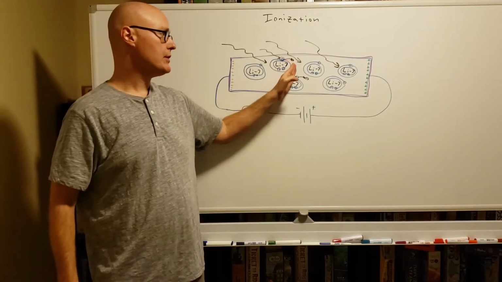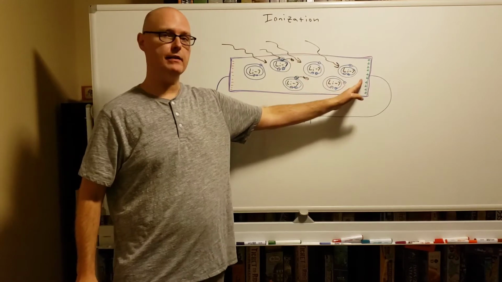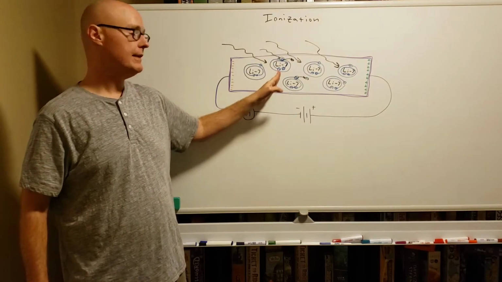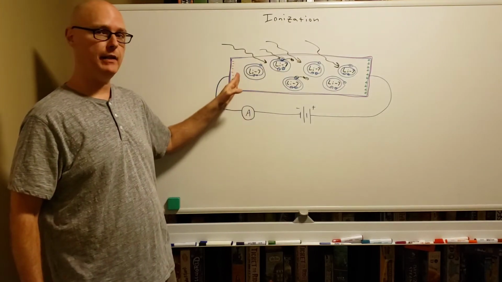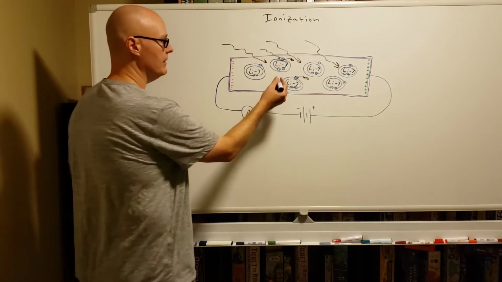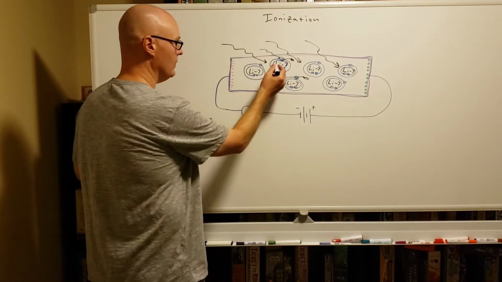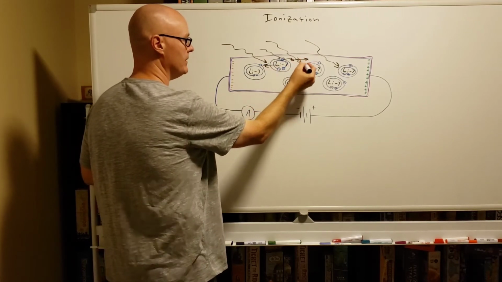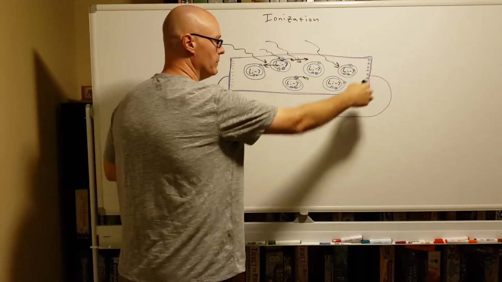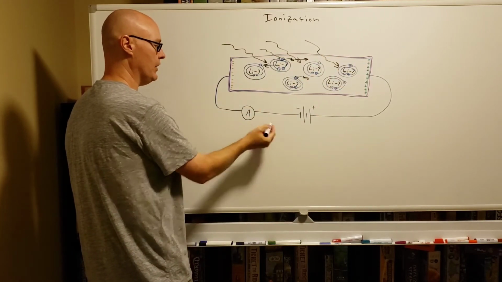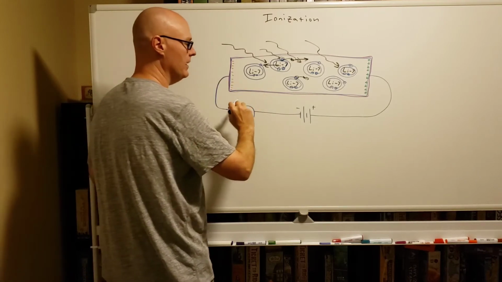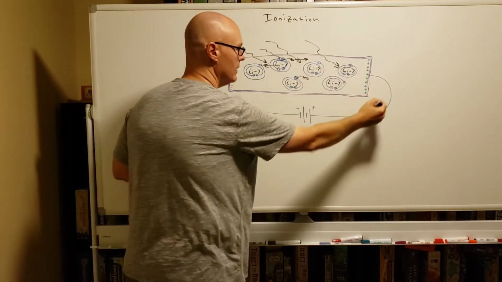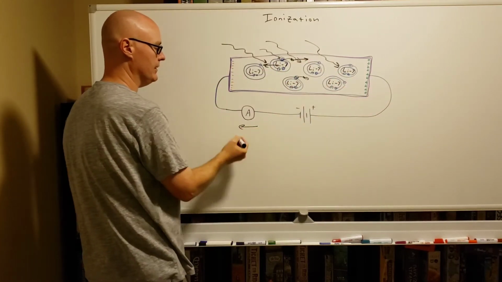The negative charge electron will be attracted to the positive charge plate. The positive charge lithium ion will be attracted to the negative plate. So the lithium ions will be heading this direction, and the electrons will be heading this direction. This will complete the circuit and give me current. Electron current will flow this way, so the electrons will flow through this circuit in this direction.